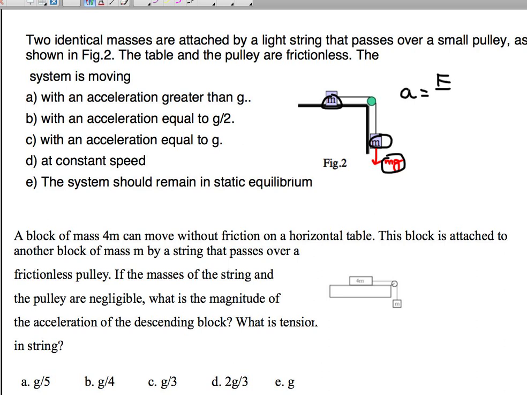So acceleration is going to equal the force divided by the mass. Acceleration is equal to the force mg. This is the force that's doing all the accelerating, mg. But what is that force pulling? Well, that force is pulling this mass and also this mass. So the total mass being pulled is 2m. And therefore you can see the acceleration in this case will be g over 2, as the mass m cancels there.